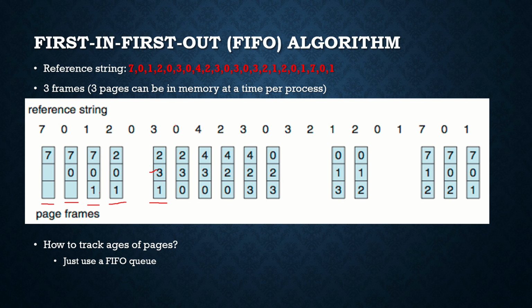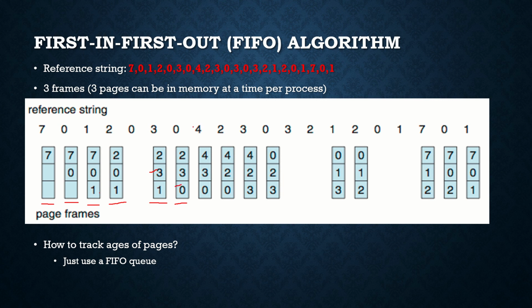Okay, next we are entering 0. Currently 0 is not at all available in the memory, so again a page fault is occurring and it has to replace. Which one will it replace? We have to see which one among 2, 3, 1 entered first. 2 entered here, 3 entered here and 1 entered here. So 1 entered first, so 1 will be replaced with 0.